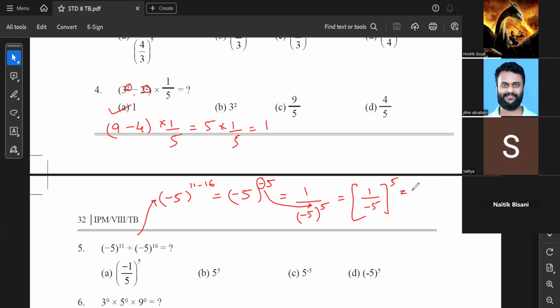And ये नेगेटिव साइन को ऊपर भी ले सकता हूँ. I can write this as minus 1 by 5 raised to 5. So your answer is this.